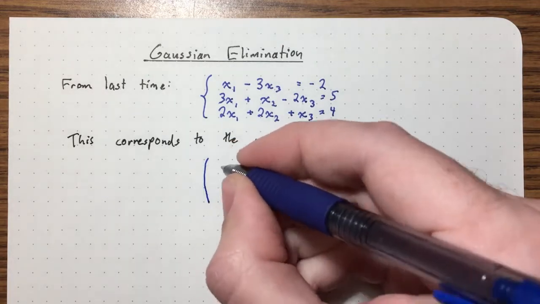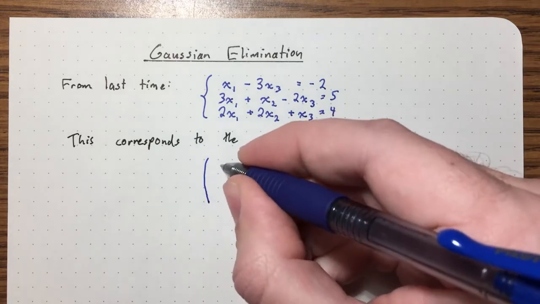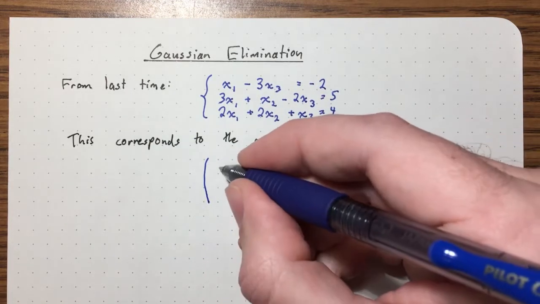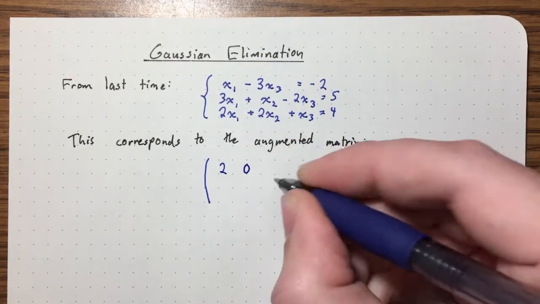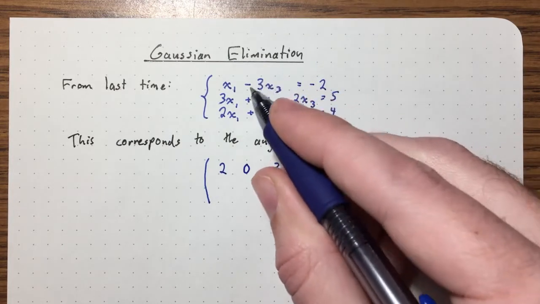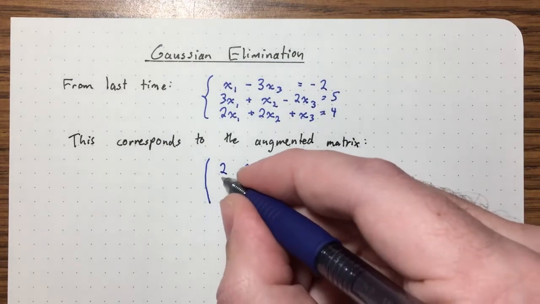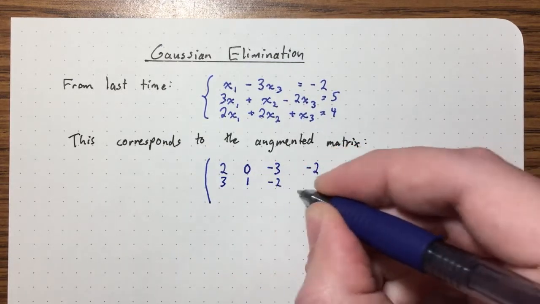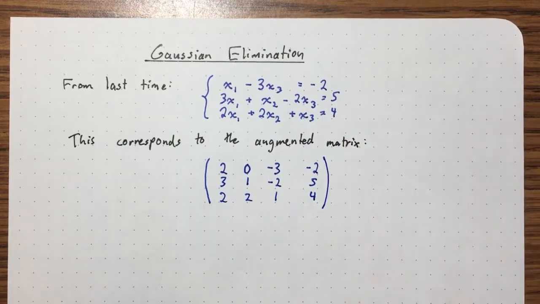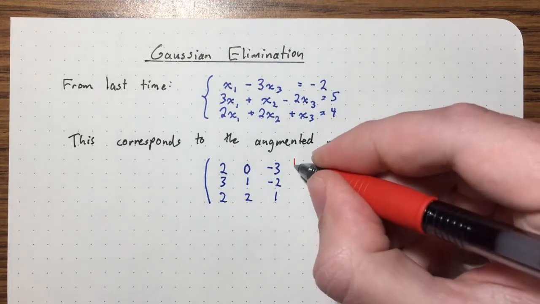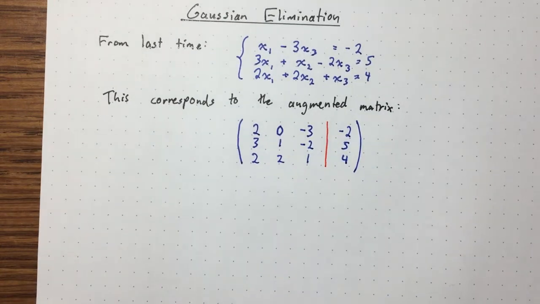We just took each equation and we ignored the x1, x2, x3. We decided those aren't so important for the process of actually solving it. What we really want to keep track of is the coefficients. So we have 2x1 plus 0x2 plus minus 3x3, and that equals negative 2. And then similarly, we have 3, 1, negative 2, 5, 2, 2, 1, 4. Okay. And any system of equations we start with, we can write in a corresponding augmented matrix.